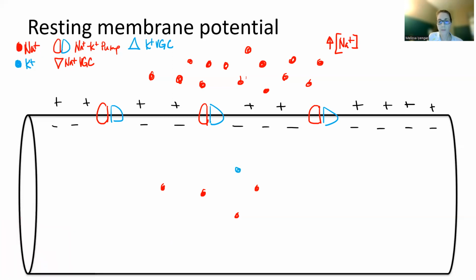We're also going to have potassium. Potassium is going to be found inside of the cell at a higher concentration than the amount of potassium found outside the cell. That means we have a higher potassium concentration inside. But you should notice that I have much more sodium outside than I have sodium and potassium on the inside.